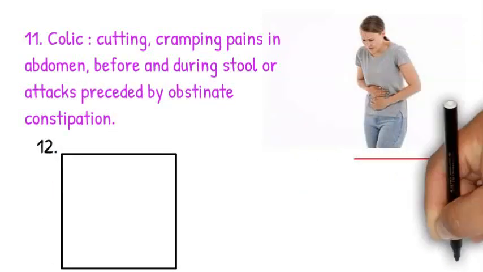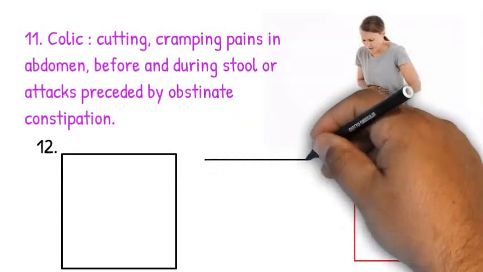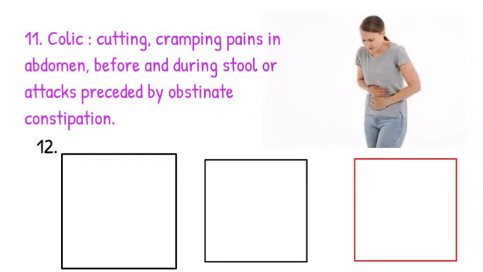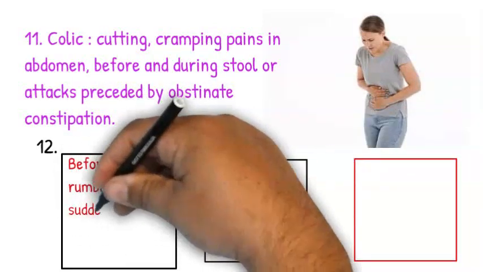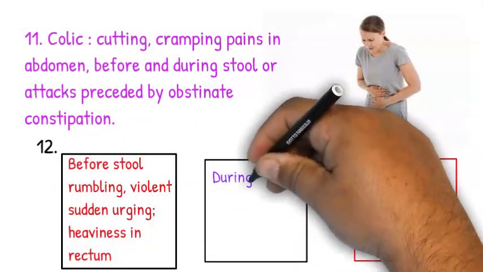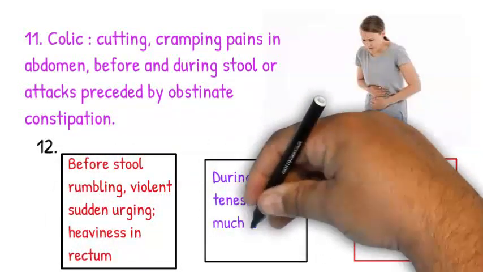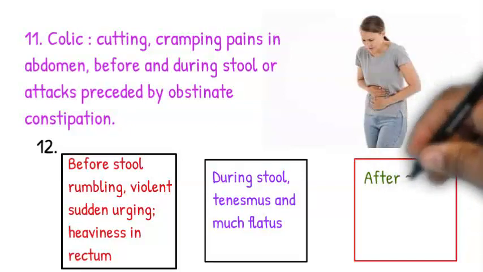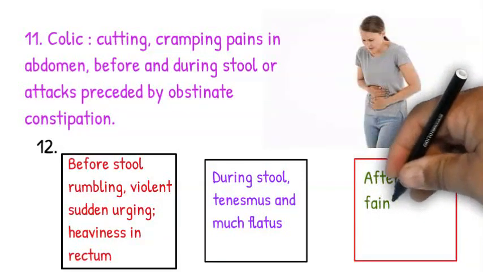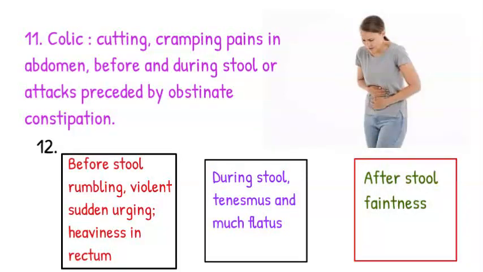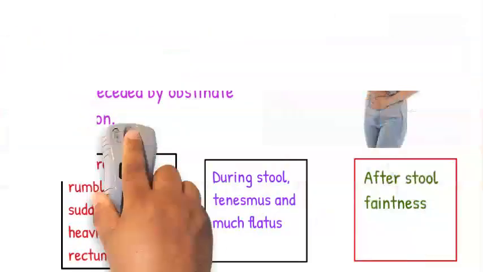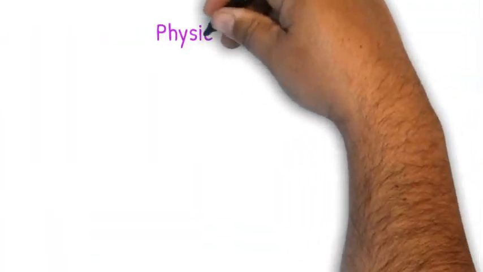So there will be rumbling, violent, sudden urging, heaviness in the rectum before stool, and tenesmus and much flatus during stool, and there will be faintness after stool. So these are the symptoms before, during and after stool. So this is regarding the characteristics or keynote symptoms. But while prescribing in chronic cases, we have to consider the generalities.